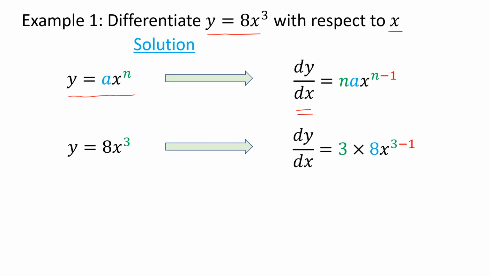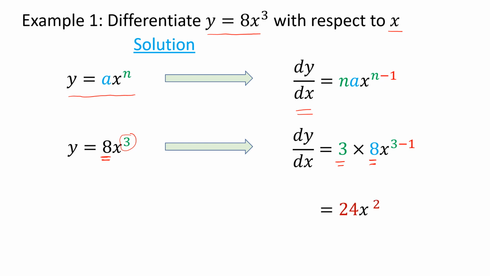So what we do is that we take the power, which is 3, and then we multiply this power with 8, which is the coefficient before the independent variable. That is 3, the power, as shown here, multiplied by 8, the coefficient. And then the next part is that we take the power and we subtract 1, as shown here.